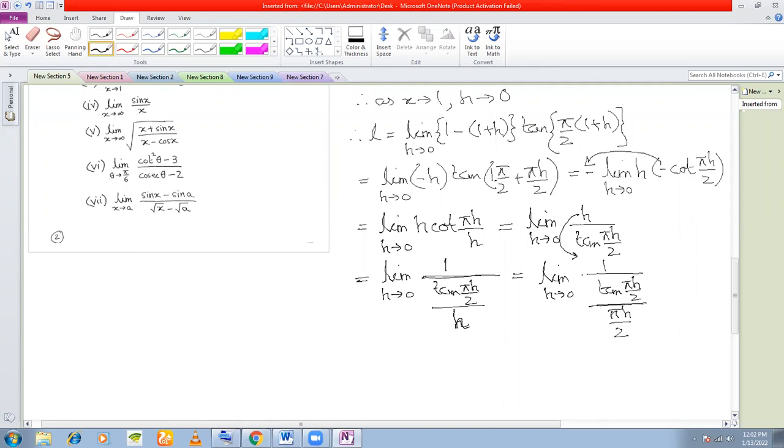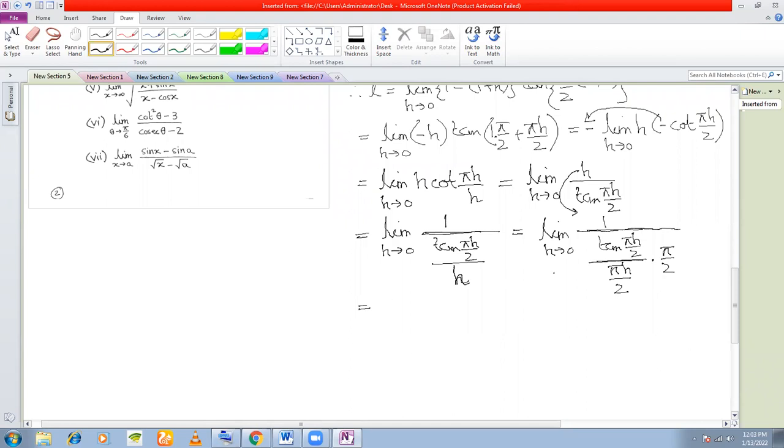Because I'm multiplying the denominator by an extra pi by 2, you need to multiply this by pi by 2. So that means this is limit h tends to 0, 1 by tan pi h by 2 by pi h by 2, into 1 by pi by 2, which is equal to, now 1 by pi by 2 is 2 by pi, which you can take out of the limit. 2 by pi is a constant, and you can distribute this over this.